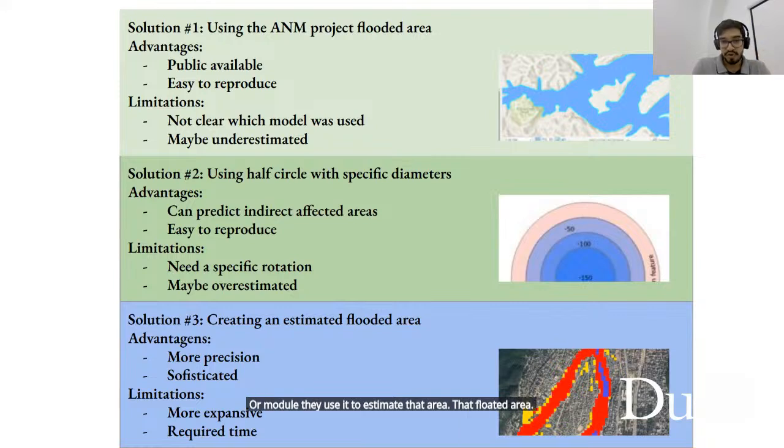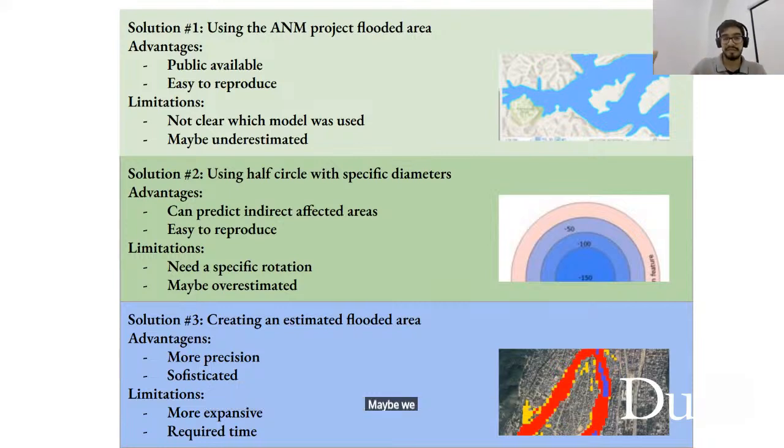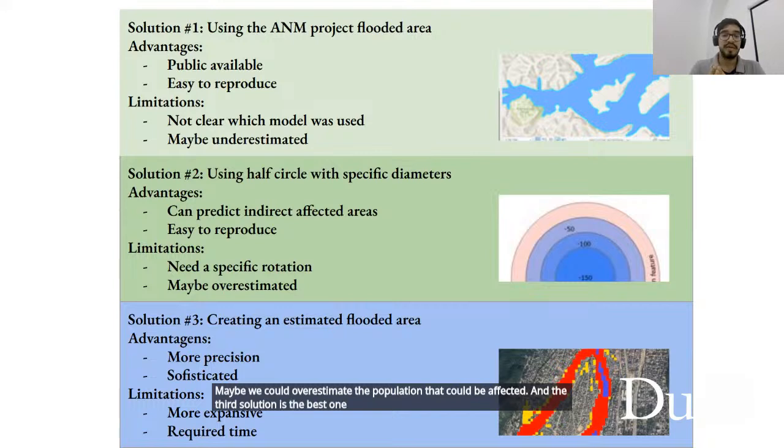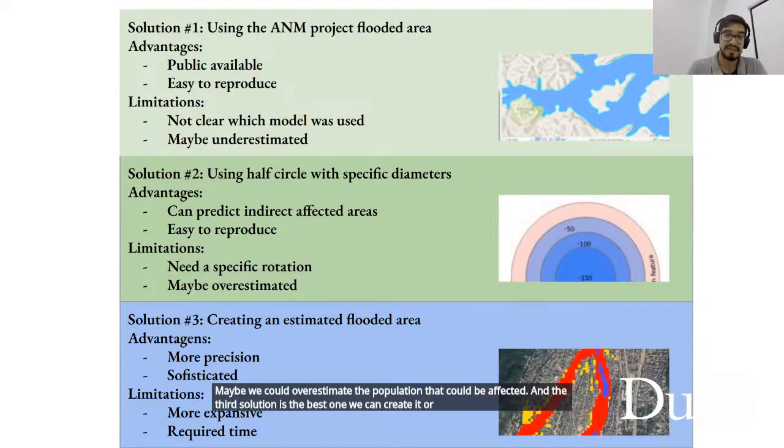And the second solution is we take a dam and we create a catchment area around the dam, and we can predict the population inside that catchment area. Maybe we could overestimate the population that could be affected. And the third solution is the best one. We can create or estimate the flooded area.